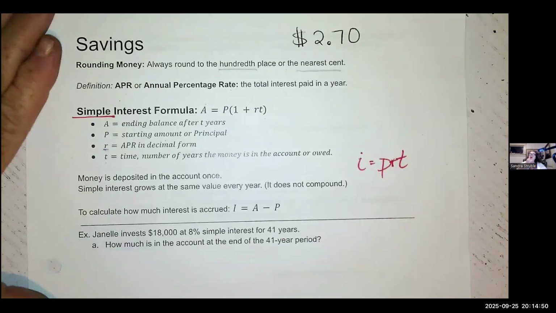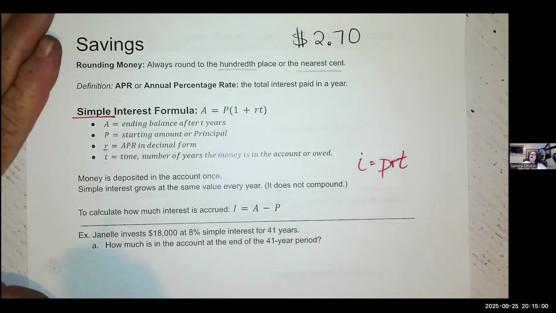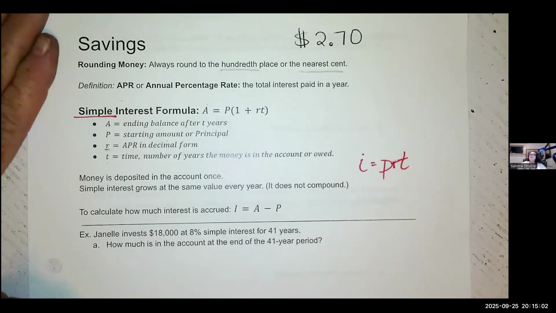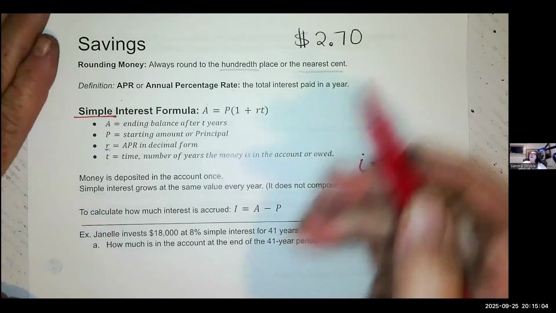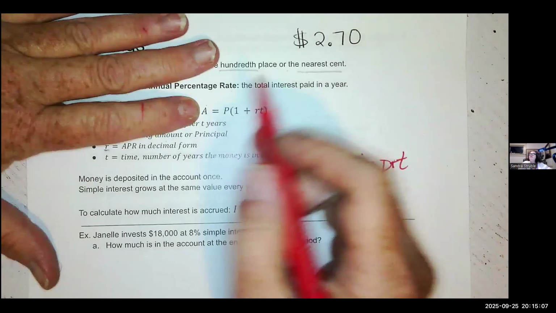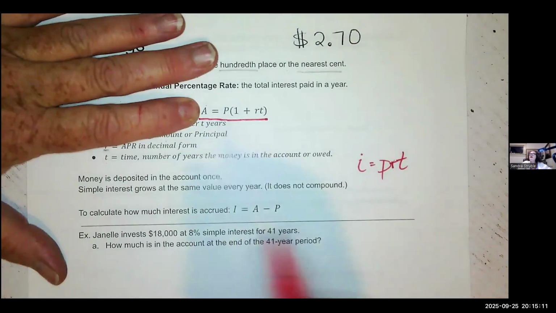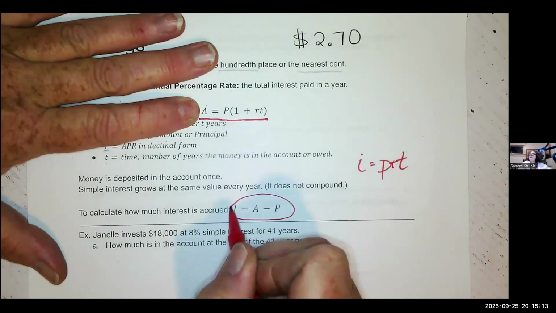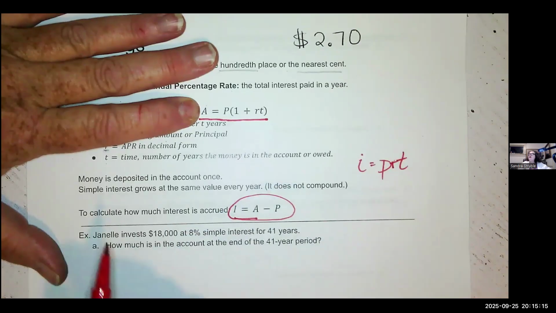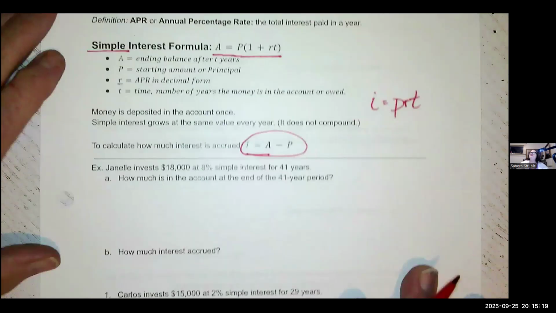The only other thing I wanted to say about this: the money is put in once and then that's it. But to make sure you're using the right formula, look for the word simple. I will be providing this formula on the exam. I will not be providing this one. Make sure this is in your note card for your simple interest. So do whatever you need to do to make sure you don't miss that.